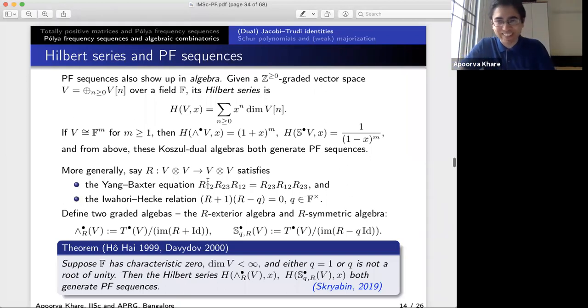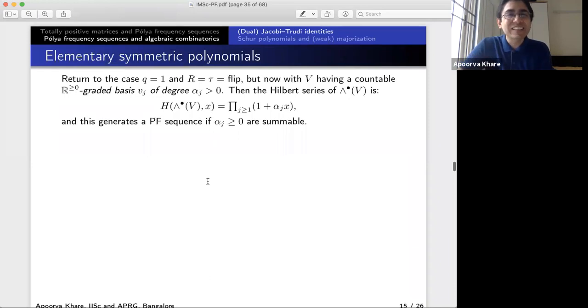Let's get on with the talk. So let's get back to Q equals one and R the flip map. So we are back to the symmetric and exterior, the usual ones. But now I attach a little more fancier grading. So let's say V is a countable dimensional vector space, and the gradings of the basis V_j are alpha_j, which are positive real numbers.